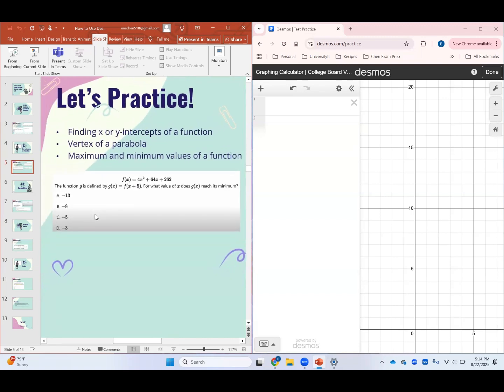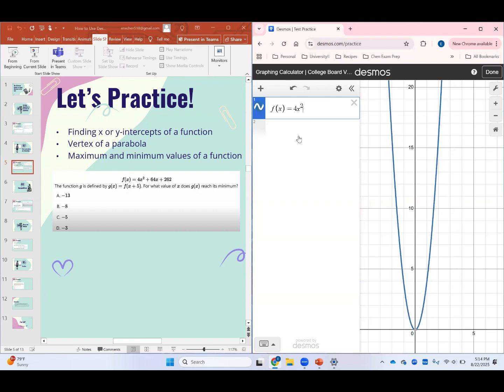So this question gives you a function, and if you look closely, x squared is the highest power, or 2 is the highest power. So it says the function g is defined by g of x equals f of x plus 5. So for what value of x does g of x reach its minimum? And how you're going to solve this is, again, you're going to plug it into DESMOS. So what you can do is you're going to plug f of x in first.